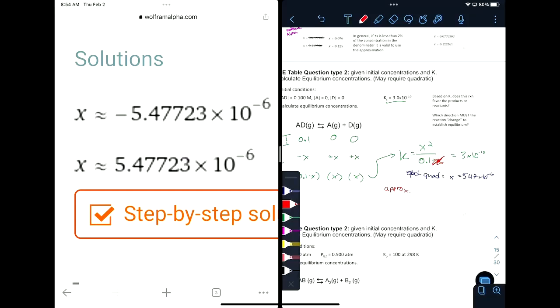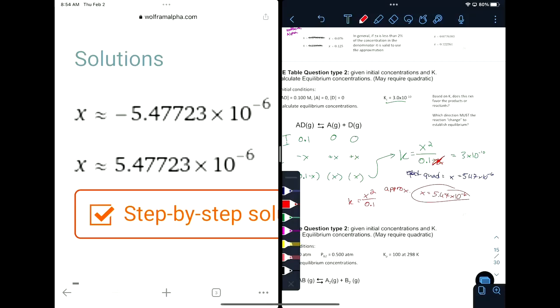But we wouldn't have to do the quadratic here if you can use your intuition and think, okay, K is really small. The reaction is going to remain on the reactant side. So you're only going to make a tiny, tiny bit of products, so x is going to be really small. I can ignore it in the denominator because the initial concentration of that reactant is rather large. So it's not going to make a big difference. And so using the approximation, where instead we just say x squared over 0.1 equals K, we get x is the exact same number, 5.47 times 10 to the negative 6.